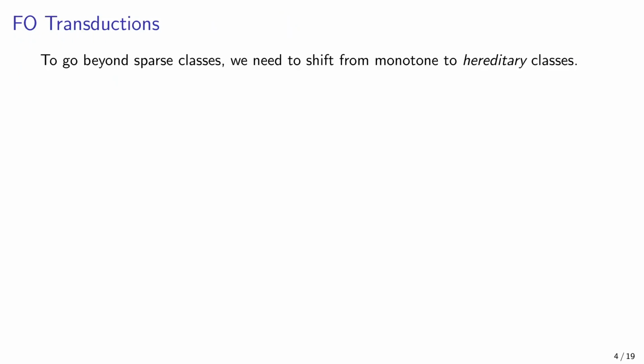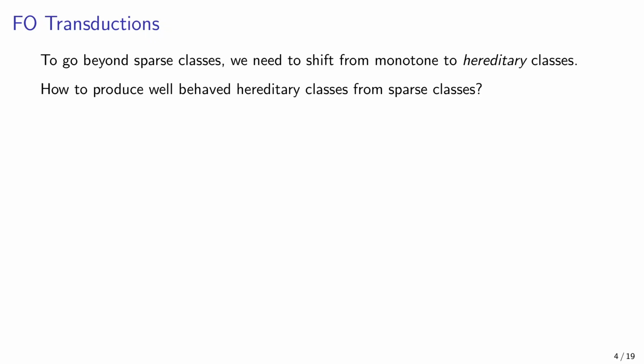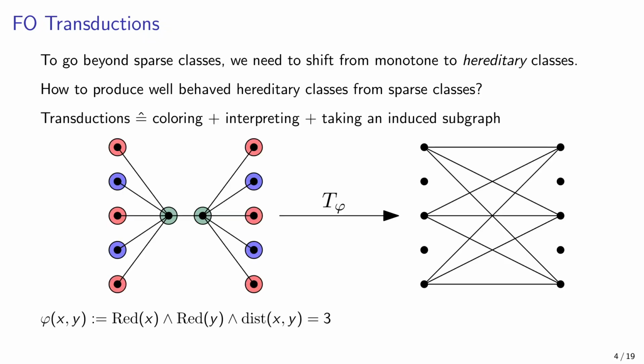To go beyond sparse graph classes, we lift this monotonicity condition and we now only ask our classes to be hereditary, that is, only closed under vertex removal. And one thing you could ask is, how can we produce hereditary classes from well-behaved sparse classes? One way to do this is by using first order transductions. Those are a combination of coloring and interpretation and taking an induced subgraph.